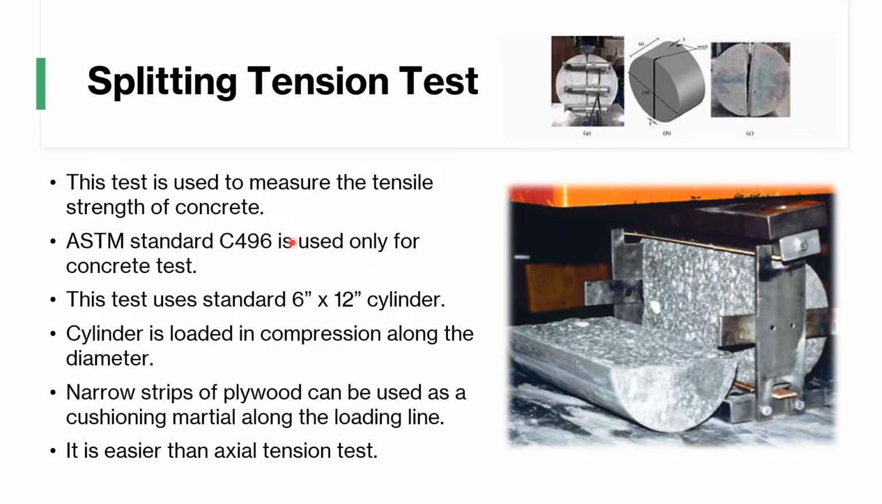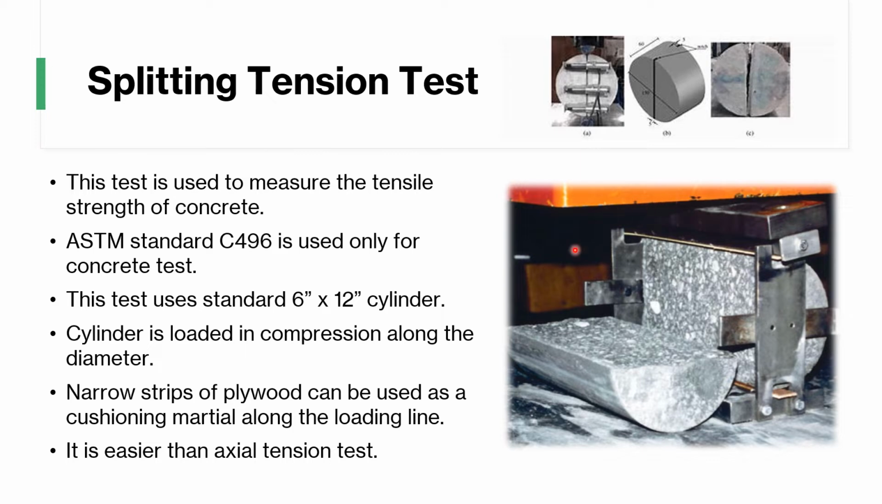Alright, the splitting tension test is a little bit different from the other tests. Here the test is used to measure the tensile strength. The test material is usually concrete, so you can see the big giant concrete right there. ASTM standard C496 is used only for concrete tests, when you build bridges and heavy constructions and have really big concrete blocks that we mold. Before you mass produce them, you have to test them. Otherwise, everything is going to fall apart and you're going to get into trouble.